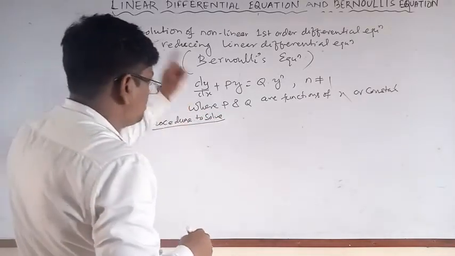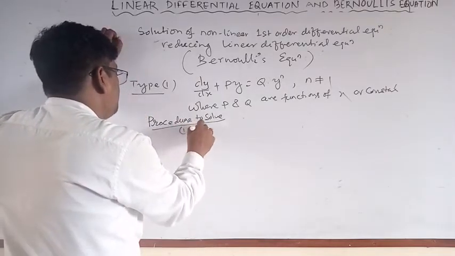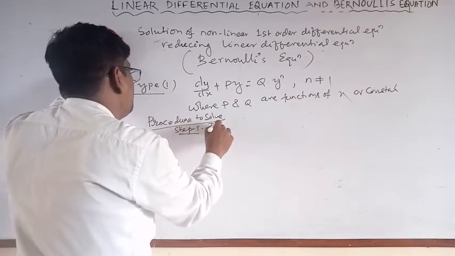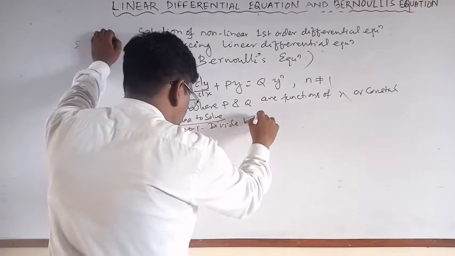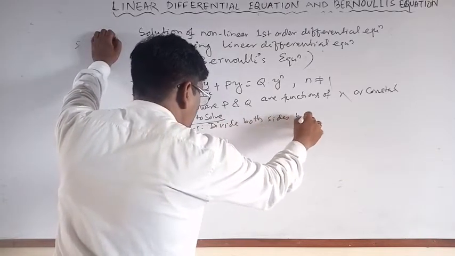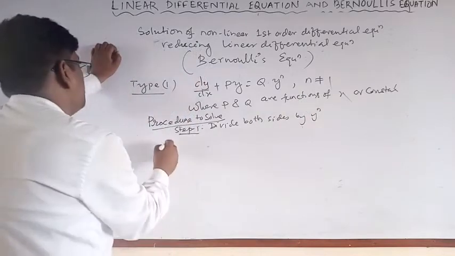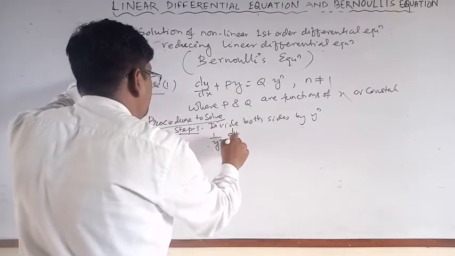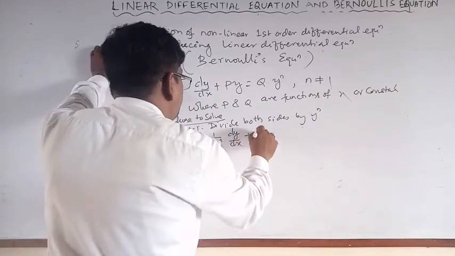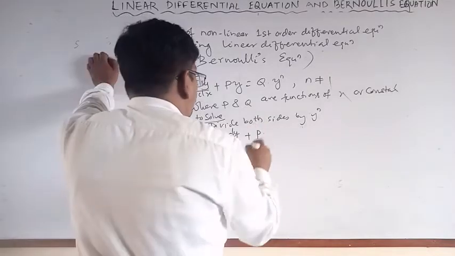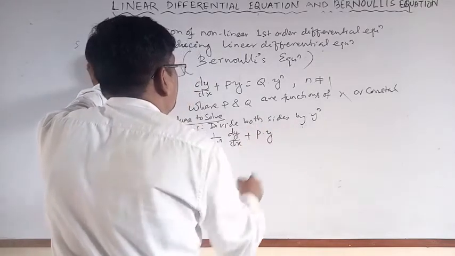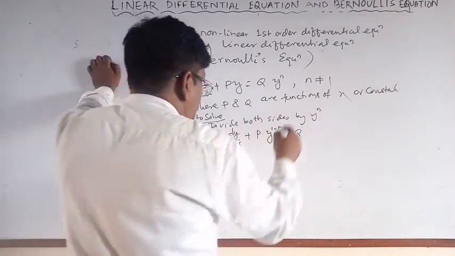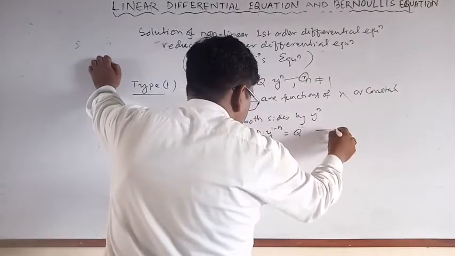This is equation 1. Step 1: divide both sides by y to the power n. So we get here 1 by y to the power n into dy by dx plus p into y to the power 1 minus n is equal to q. Suppose this is equation 2.